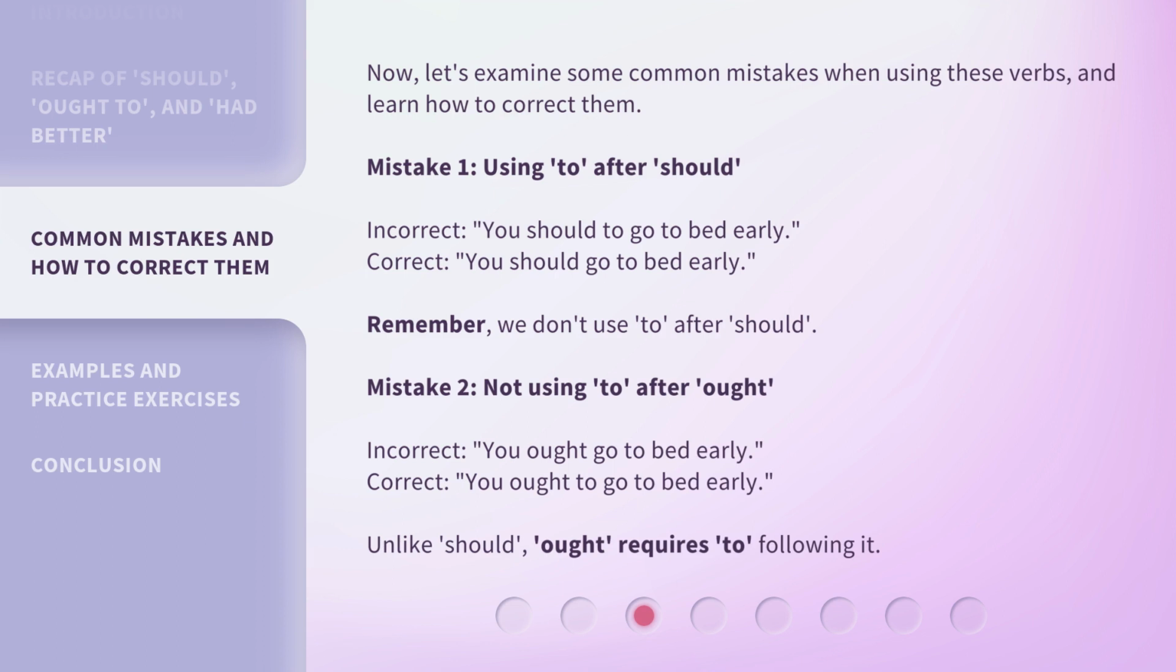Mistake 2. Not using to after ought. Incorrect. You ought go to bed early. Correct. You ought to go to bed early. Unlike should, ought requires to following it.